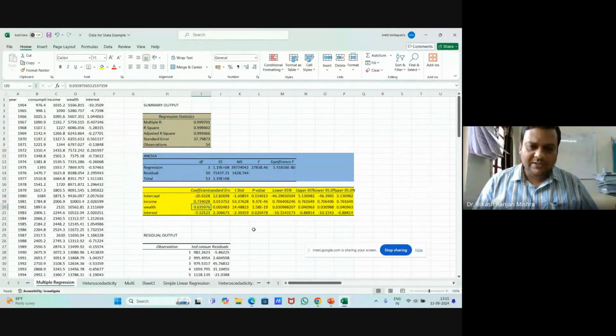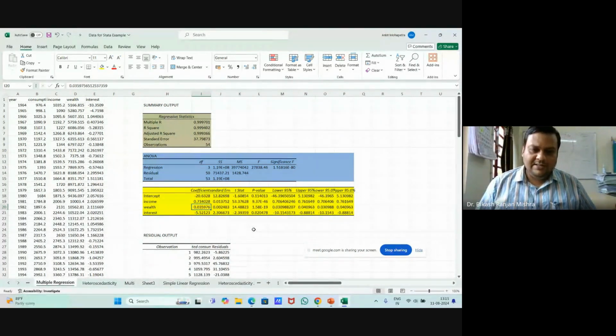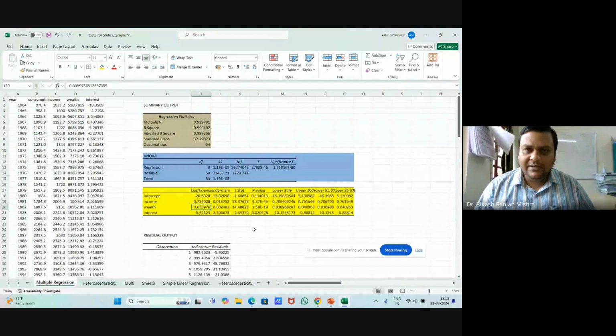The value addition of the intercept part is that it shows the case when all three variables are assumed to be zero, because that is the way in which we interpret any intercept term. So the intercept term indicates that consumption will take the value of minus 20.6328 rupees only when income is zero, wealth is zero, and interest is zero. Technically speaking, are you getting it?